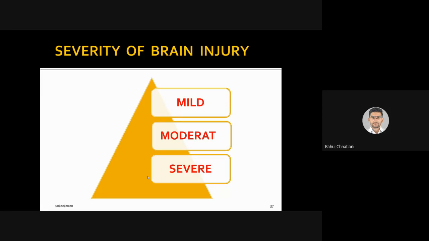Have you heard of the term Glasgow Coma Scale? Do you know what the Glasgow Coma Scale is? Heard it or not? Yes or no? Can everyone reply in the chat? Okay. Is everyone aware of what the Glasgow Coma Scale is? Do you know the components of the Glasgow Coma Scale?